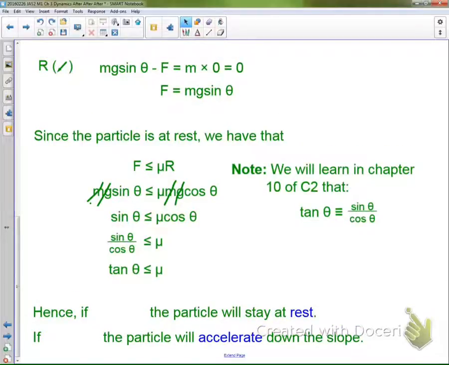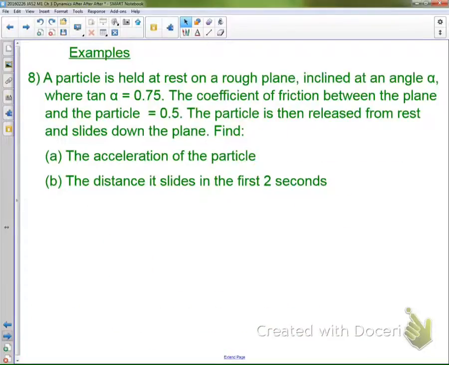So let's now take a look at a couple of examples. Here we have a particle held at rest on a rough plane, which is inclined at an angle alpha, and we're told what tan alpha is. We're also told what the coefficient of friction is.